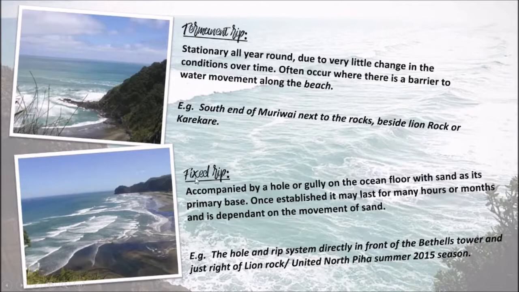A fixed rip is accompanied by a hole or gully on the ocean floor with sand as its primary base. Once established, it may last for hours or months and is dependent on the movement of sand. So a storm could move the sand around and shift this entire rip, or could split it up into a whole bunch of rips along here.